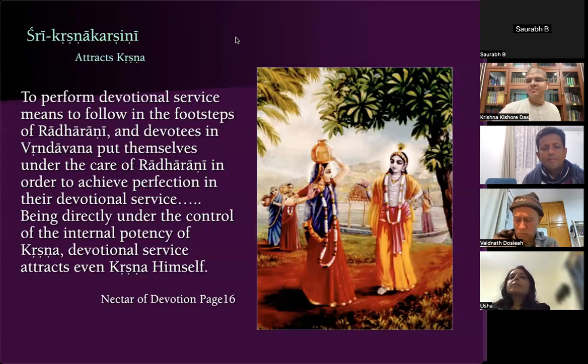Okay? This desire, free will, is the living entity's freedom. And Krishna allows them to choose. Otherwise, there is no point of free will. If Krishna decides everything, then there is no point of free will.